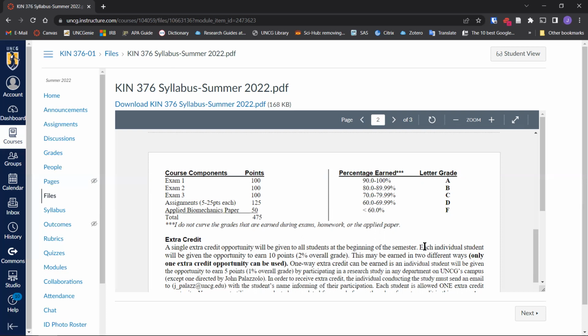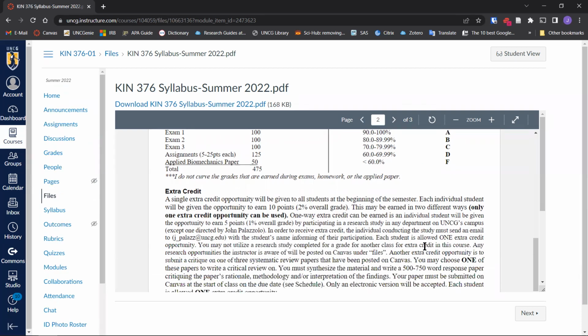There is a single extra credit opportunity available. Upon completion of this, you can earn up to 10 points or 2% of your overall grade. The extra credit is due the day before your last exam, and we'll see that on the schedule. There are 2 ways to do this. First, you can participate in a study on campus. If I hear of some, I will try to post their flyers on Canvas so you can locate them.